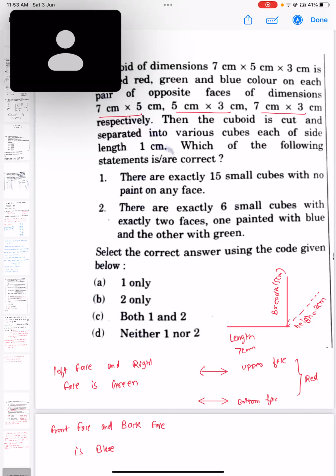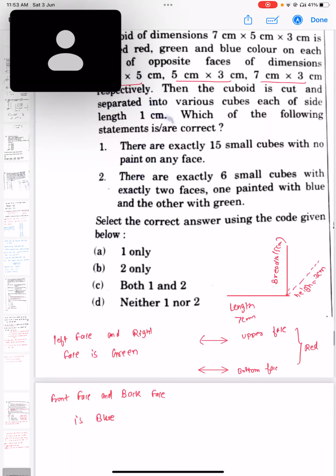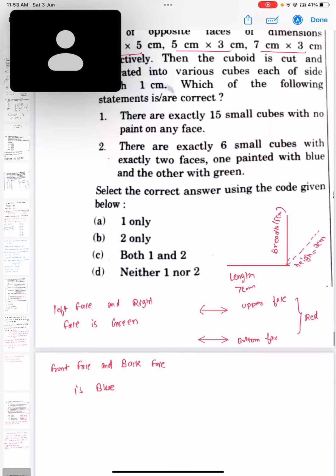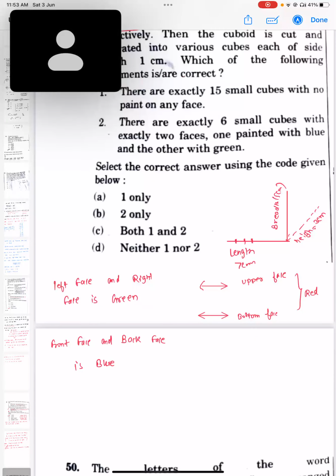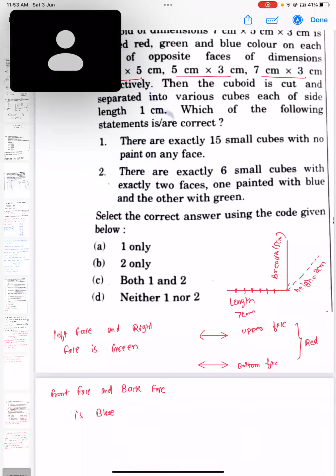Then the cuboid is cut and separated into various cubes, each of side length 1 centimeter. So basically, we have to cut it in 1 centimeter each. Which of the following statements are correct? There are exactly 15 small cubes with no paint on any face. So basically, the outer boundary cubes will be painted, so we should be left with the inner cubes.